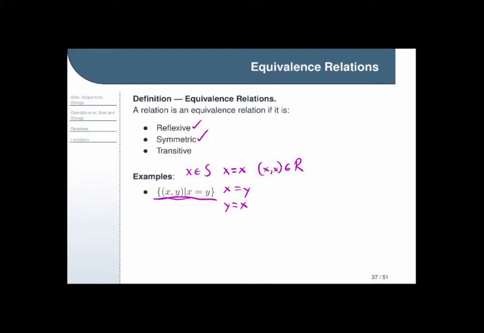So again, that's true. Symmetry holds. And then the third one, if I have three elements x, y, and z, and I find that x is equal to y, and I find that y is equal to z, it's clearly the case that x is also equal to z. This is something you've probably done so many times that you forget to think about it, right? But this means that equality is an equivalence relation. And another way of thinking of that is an equivalence relation in some sense defines what we mean by equality.